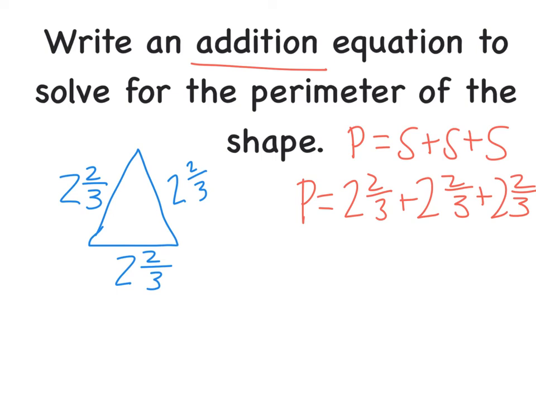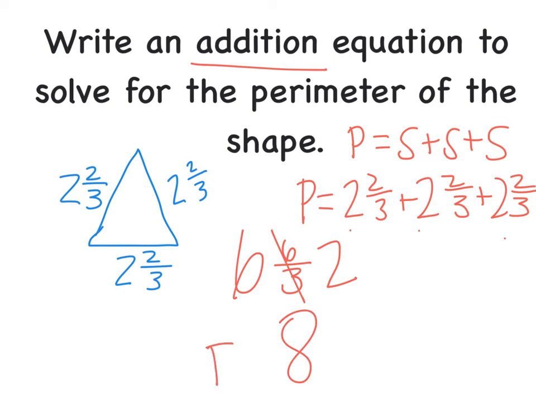2/3 plus 2/3 plus 2/3 is 6/3, and 2 plus 2 plus 2 is 6. So I have 6 and 6/3. 6/3 is equivalent to 2 wholes. So 6 wholes plus 2 wholes is 8 wholes in all. So perimeter equals 8.